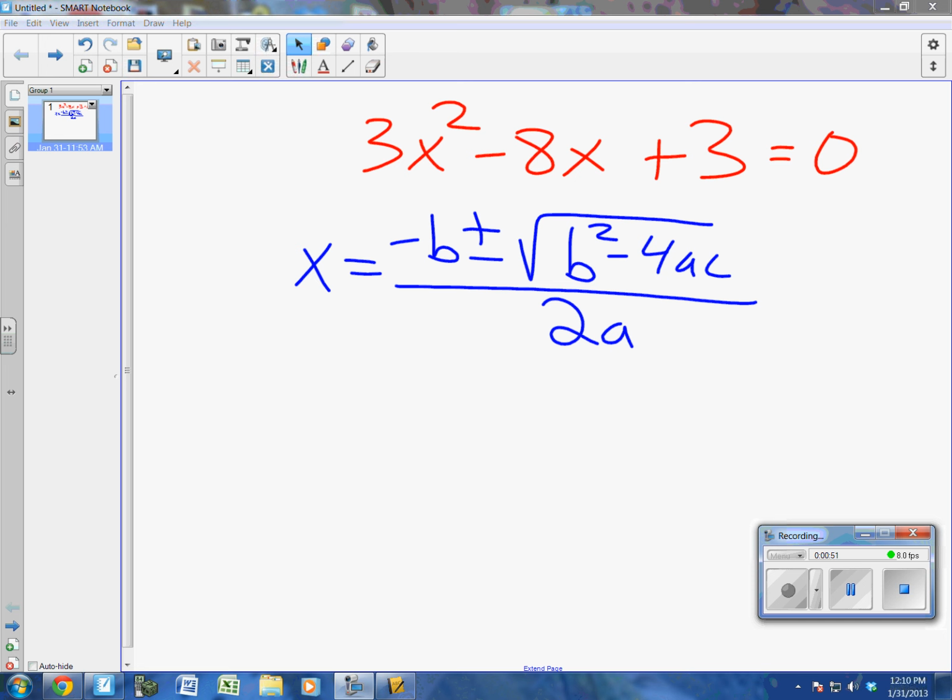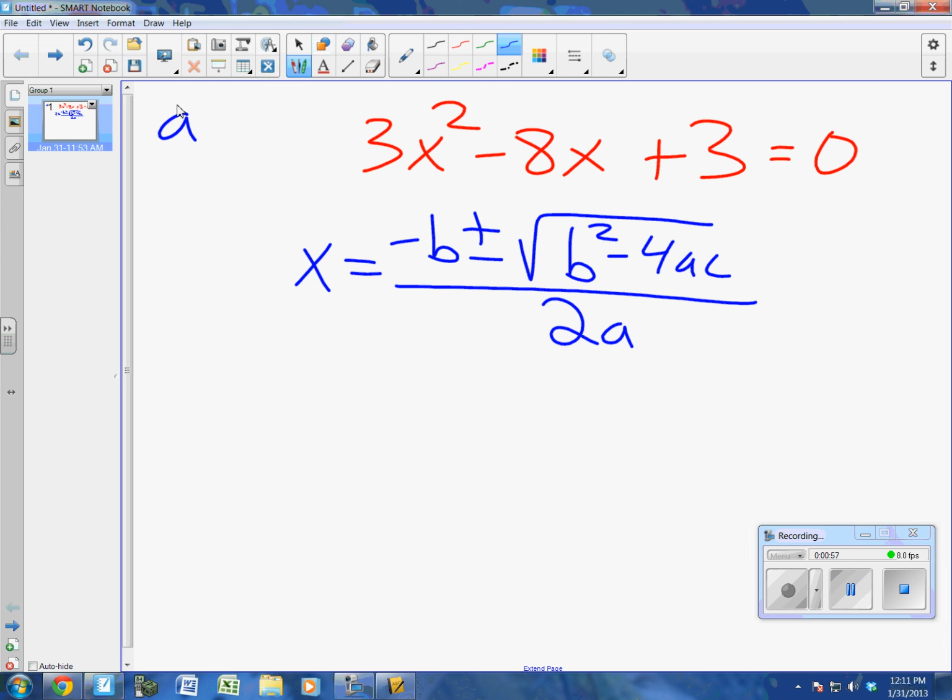Okay. All right, let's make sure you guys knew how to do this. We need to identify what A, B, and C are. A is the coefficient of x squared, which is 3. B is the coefficient of the linear term, which is negative 8. And C is the constant.